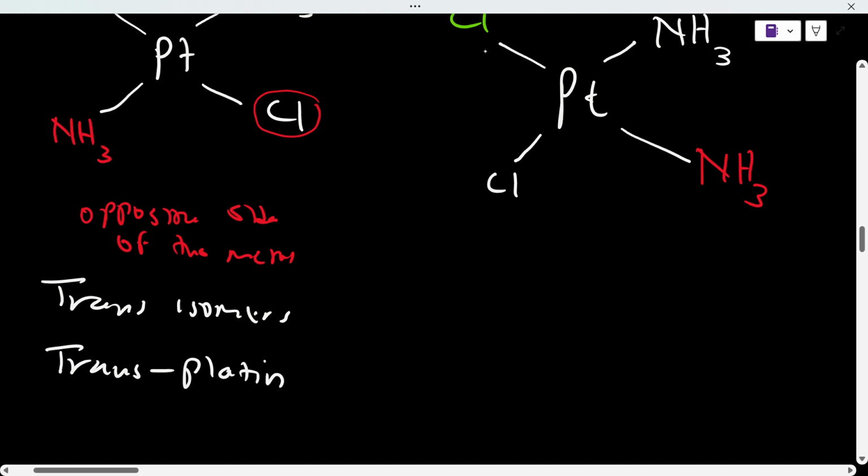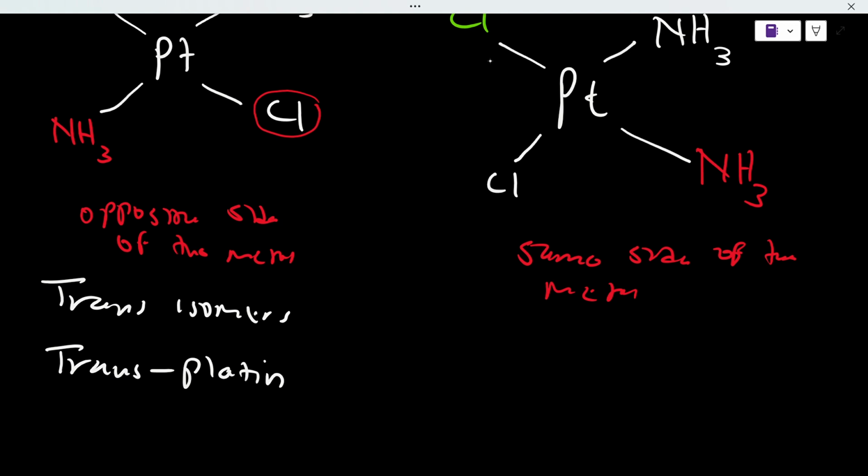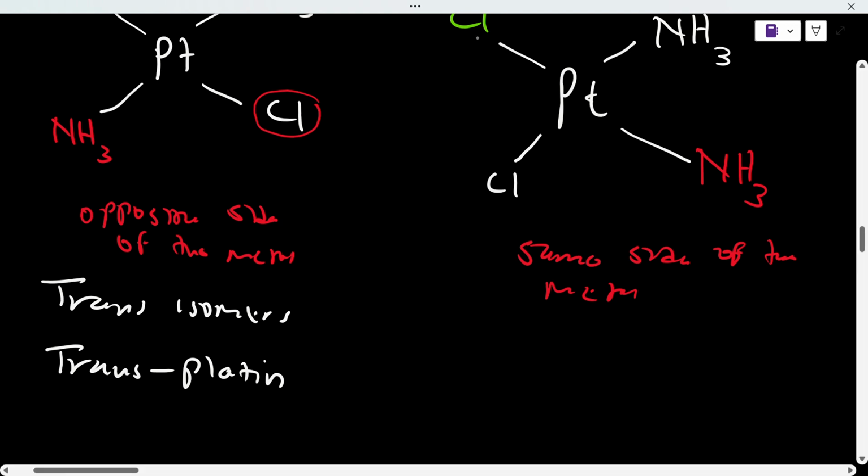Now we are going to use the same concept to explain this side. When it is found on the same side of the metal complex, or of the center metal, we form our cis isomer. Now it is going to be a cis isomer. So this is going to be cis platin.